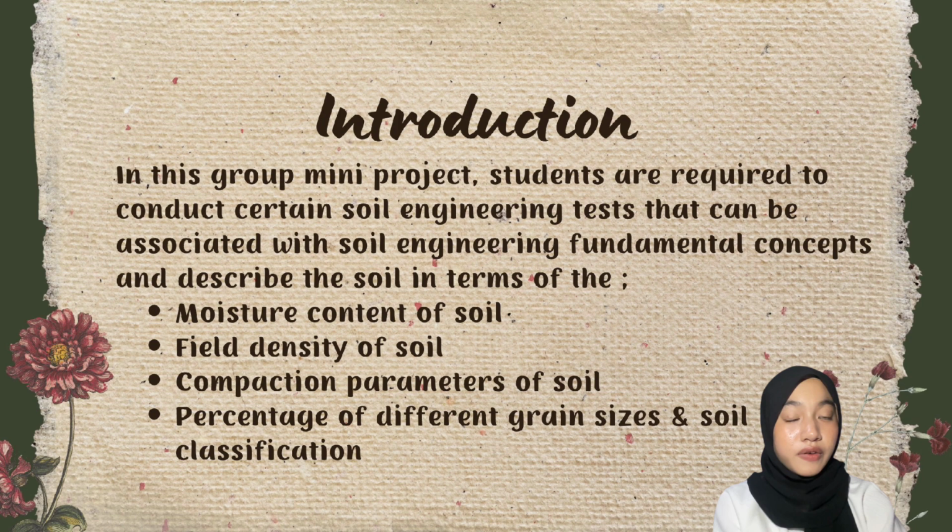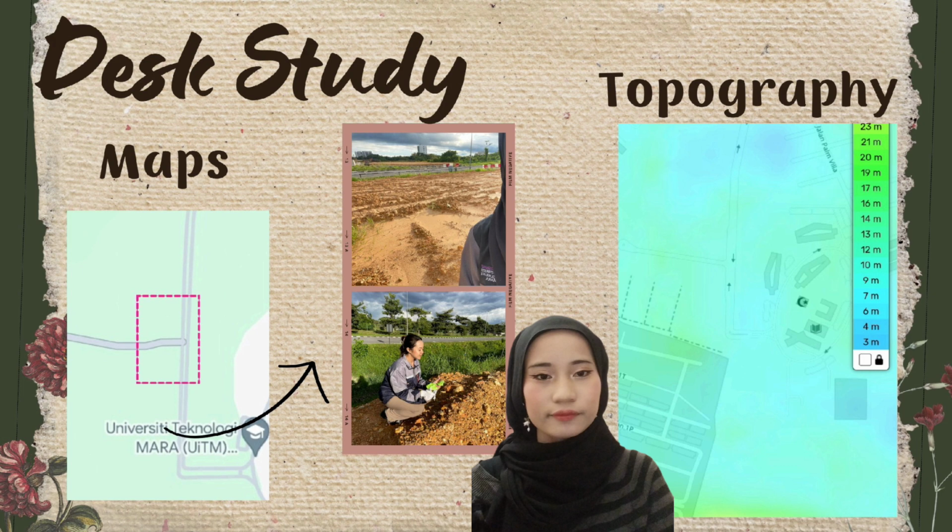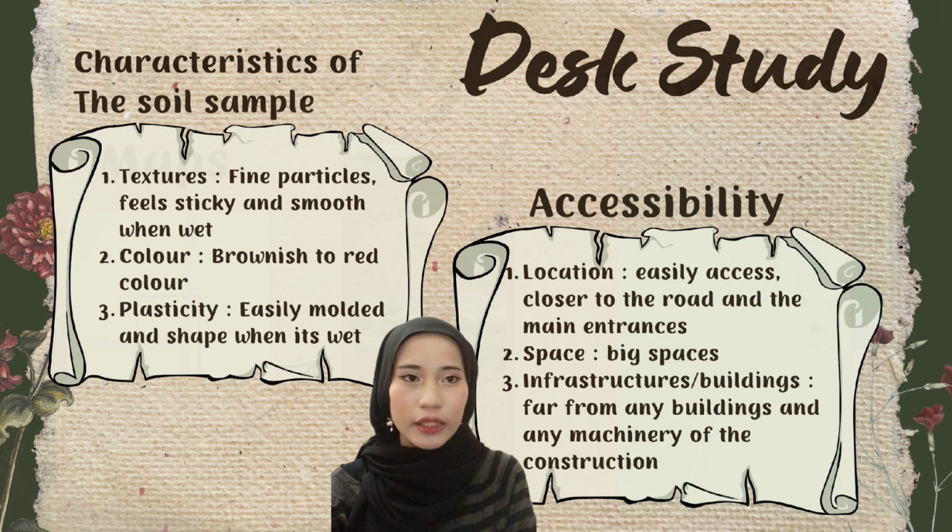In this group mini project, students are required to conduct certain soil engineering tests that can be associated with soil engineering fundamentals and concepts, and describe the soil in terms of the moisture content of soil, field density of soil, compaction parameter of soil, percentage of different grain size, and soil classification.